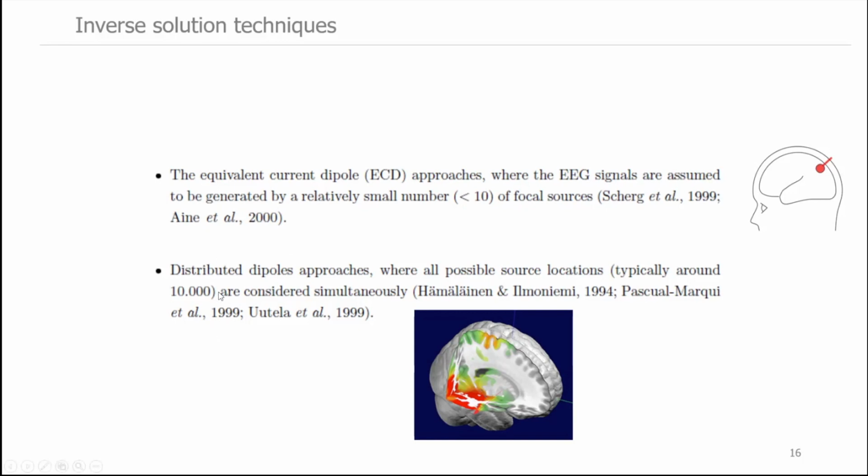Another solution method is the distributed dipoles approach, where all possible source locations are considered simultaneously. So instead of saying I need some sources that are active in the brain, you say every brain region can be active, just with a different amplitude. And you estimate the amplitude, the activity of all the brain regions, of all the dipoles, which are usually around 5,000 to 10,000, at once.